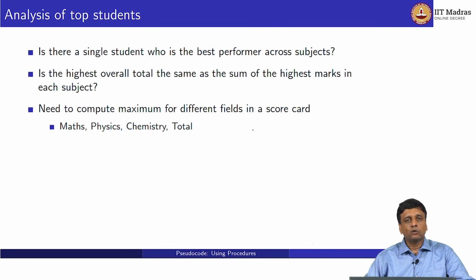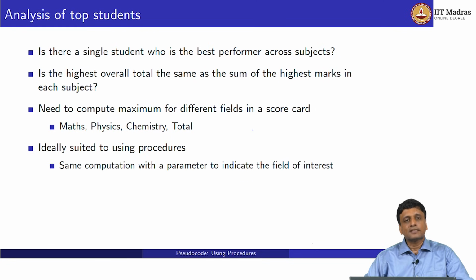For this we have to do the same thing repeatedly on the scorecards. We have to take a look at all the maths cards and find the maximum. Then we have to look at all the physics cards, all the chemistry cards, and finally the total marks. In each case we have to run through the entire stack of students and find the maximum. So, this is ideally suited to using procedures since we are doing the same thing again and again. In this case, the parameter that we will use to differentiate one call of the procedure from the other is to denote which field we are interested in, that is, which field on the card we are computing the maximum of.